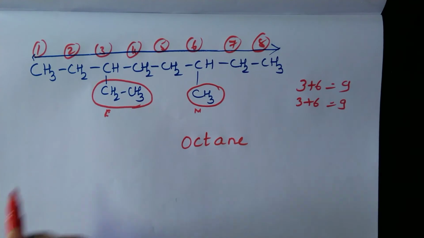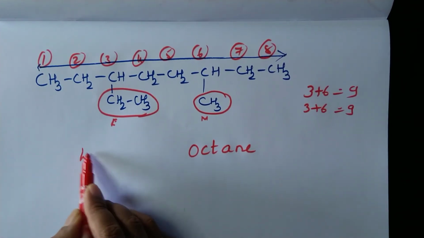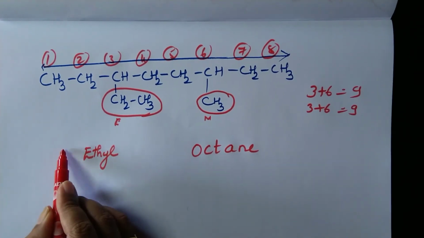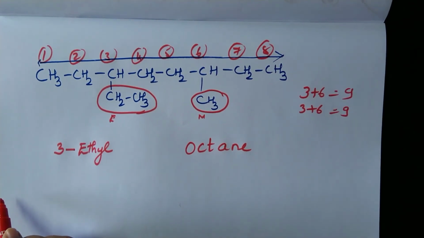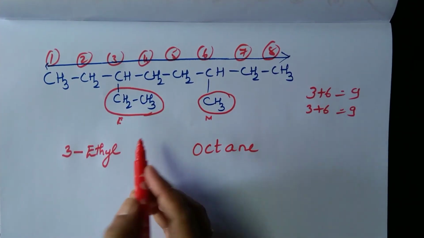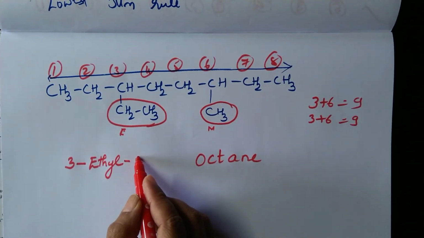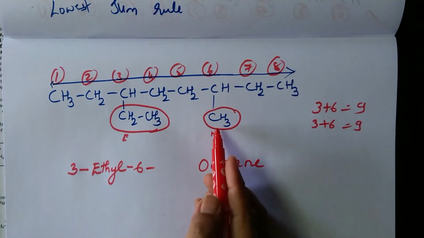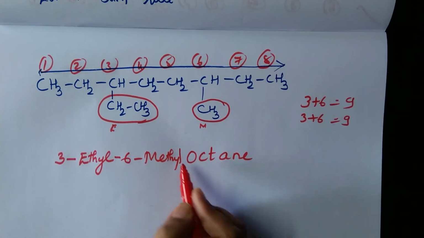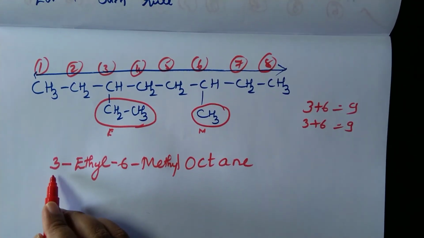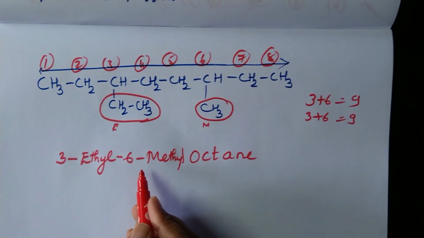But I have a substituent on carbon number 3. What is the name of the substituent? It is ethyl. Where is it sitting? Carbon number 3. A number followed by a word, so a dash: 3-ethyl. Then carbon number 6, a word followed by a number, dash 6. Which is the group we have? Methyl. Write continuously octane. So the name of this molecule is 3-ethyl-6-methyloctane.